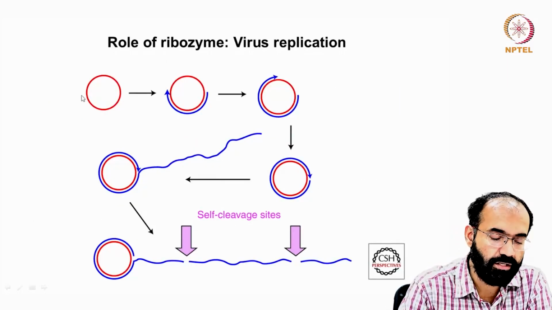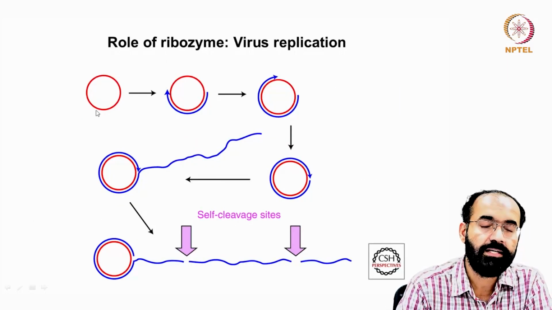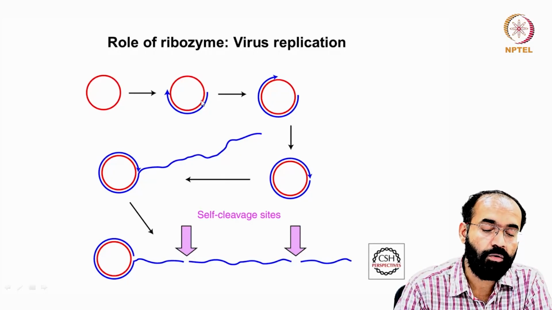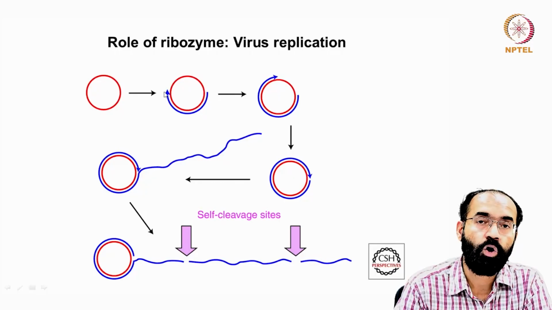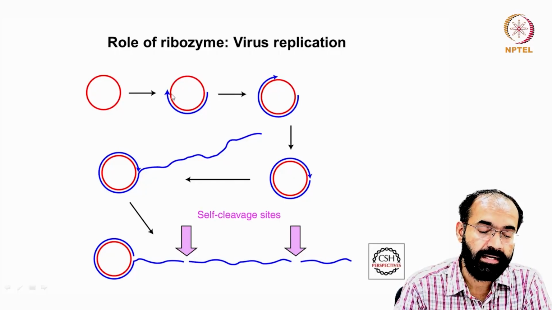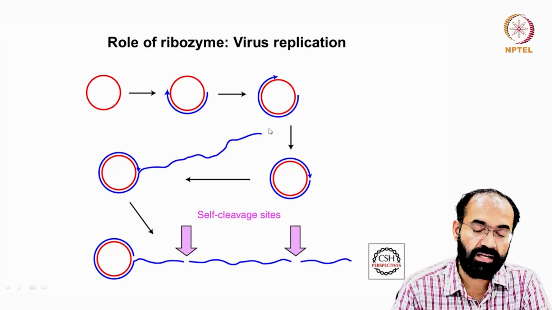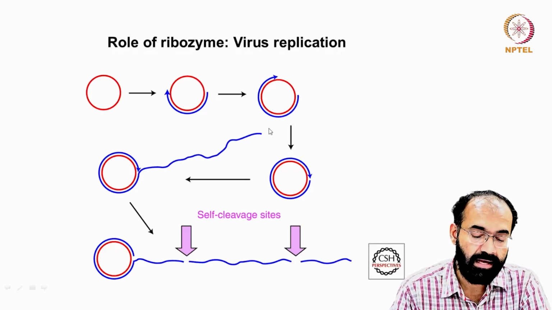So this is how it occurs. This red colored circle is the entire template in the circular form, and now the blue arrow is the copy. That is, the red one is the template and blue is the copy, and it completes one circle, and then it starts replacing the already formed, newly formed strand, and it comes out of the circle, and this is called rolling circle replication.